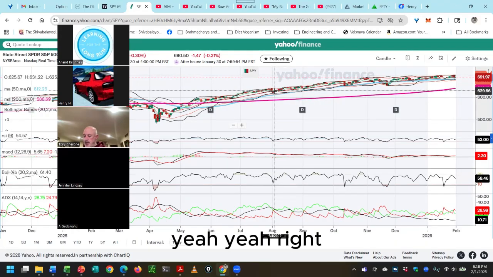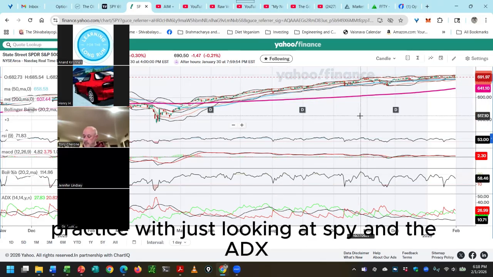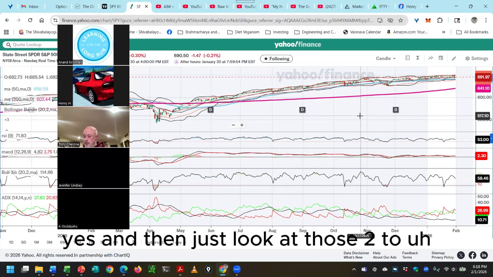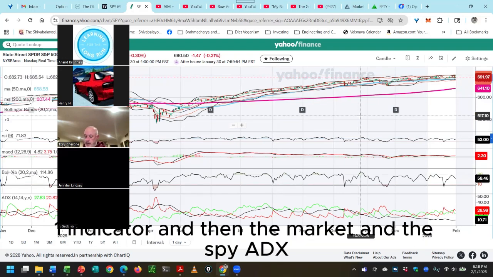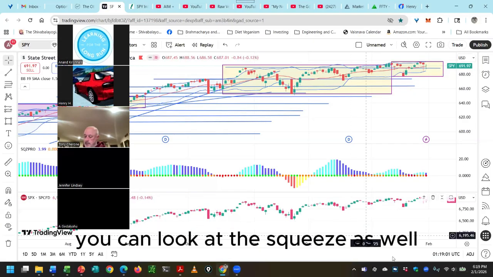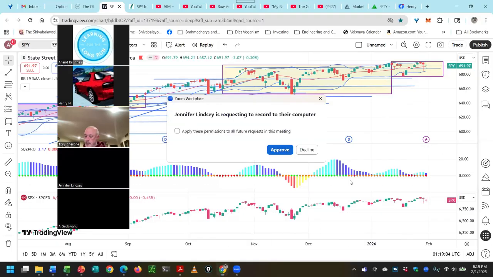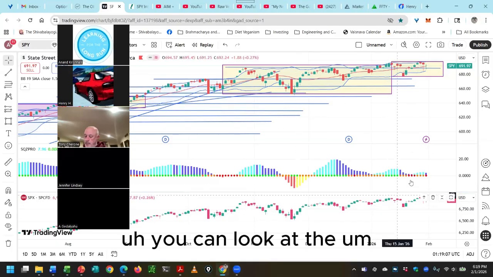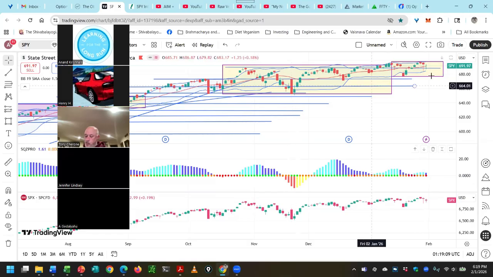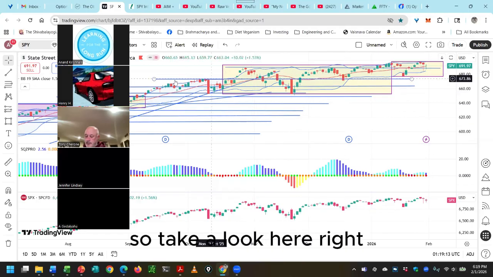Yeah, that's great. I think it's a good practice for everyone in the chat: practice with just looking at SPY and the ADX. Look at those two, one indicator and then the market. Once you feel more comfortable, you can look at the squeeze as well. So take a look here.